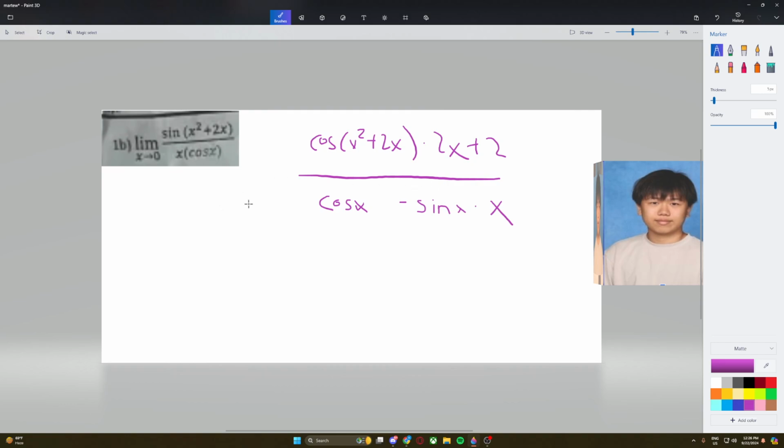And then if you plug in 0, you get cosine 0 times 2 times 0 plus 2, so you get 0 plus 2. And then over here, cosine 0 minus sin 0 times 0, so it's just 1 minus 0. And the answer would be 2.